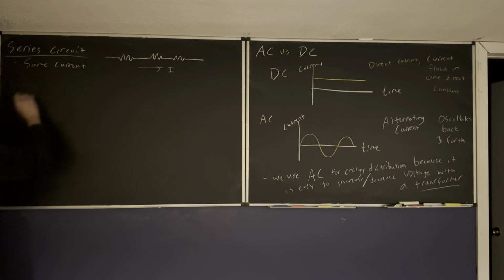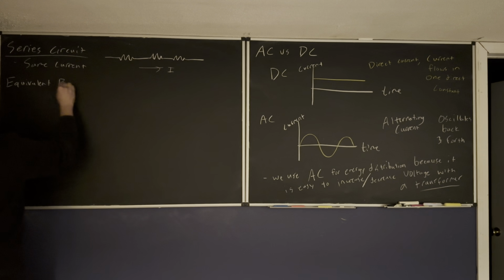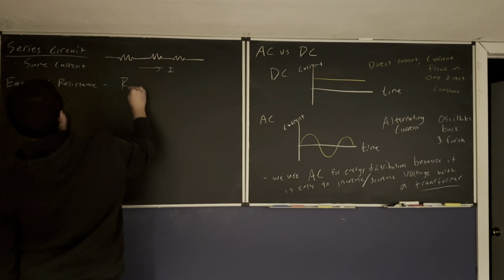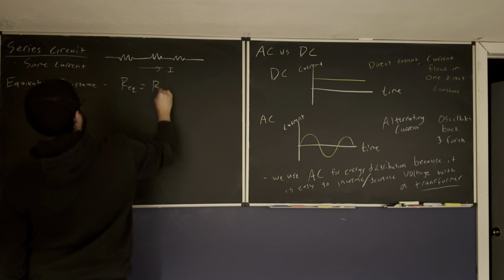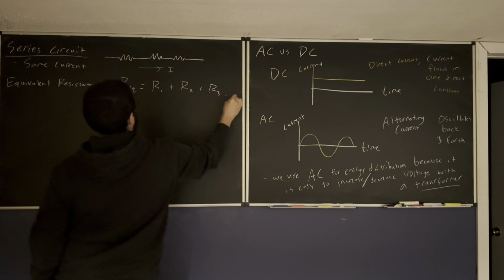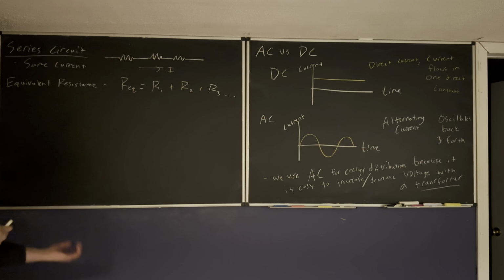Oh, actually, one more thing about series: when you're finding the equivalent resistance for resistors in series, you just add them up. So Req is equal to R1 plus R2 plus R3, and so on. All right, so resistors in series, you can just add them up.